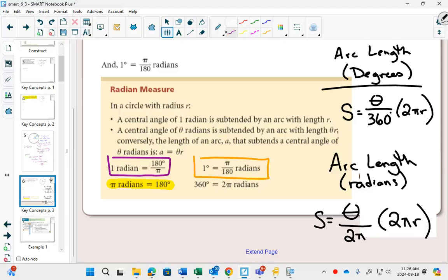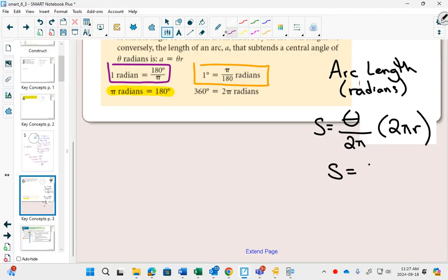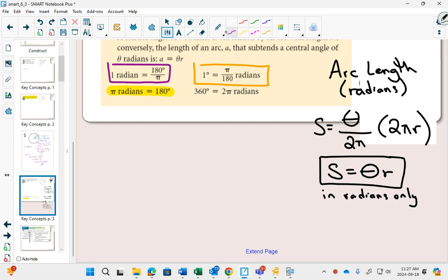This formula is on your formula sheet because mathematicians looked at that formula. And you know how I said I don't like simplifying this because it makes so much sense? When mathematicians saw this formula, they could not help themselves. It simplifies so nice. Do you see that the 2 is going to cancel out with the 2, and the pi is going to cancel out with the pi? Because it simplifies so nice, this formula is on your formula sheet for arc length, but it works in radians only. If you try to use that formula in degrees, you'll just get the wrong answer, because that only simplified because you had the 2 pi on the bottom.